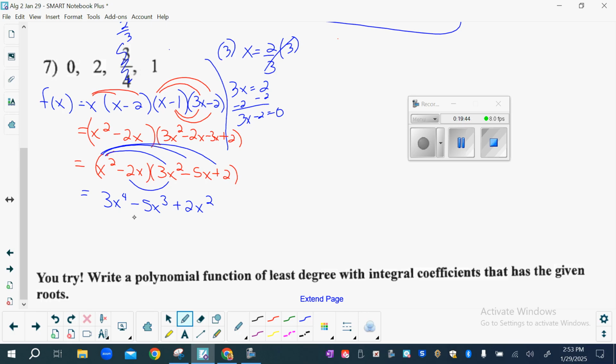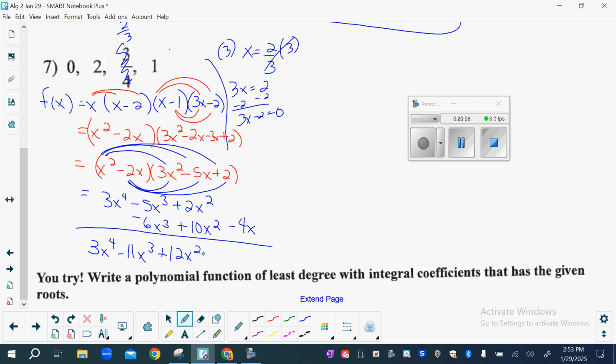Plus 2x squared. I'm almost done. Minus 6x to the 3rd plus 10x squared and minus 4x. So 3x to the 4th minus 11x to the 3rd plus 12x squared minus 4x. Okay.